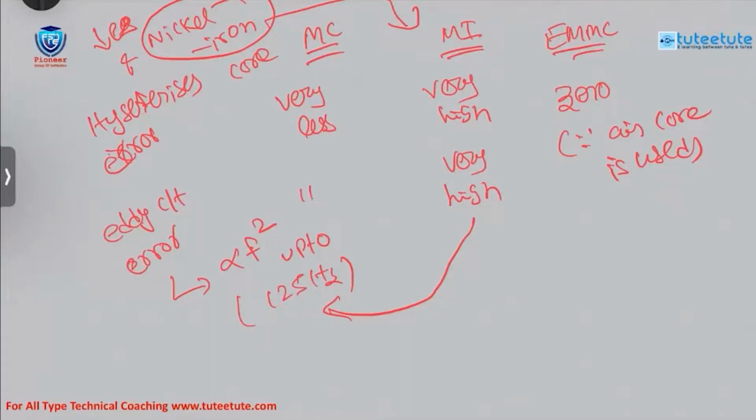Why? Because eddy current losses increase with the square of the frequency. If you go for higher frequencies, the losses are more, and the error due to eddy currents is going to be high. That's why this moving iron instrument is limited up to 125 hertz only. Is it clear?